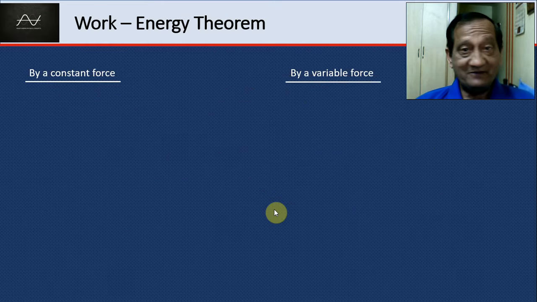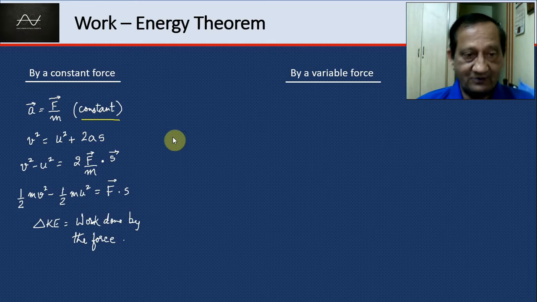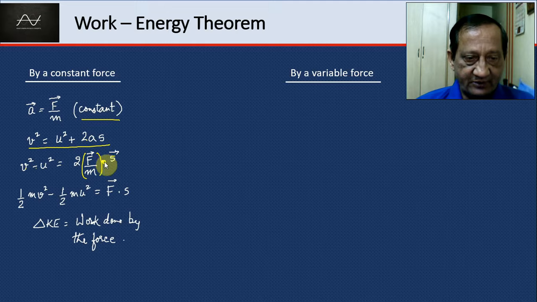Now let's develop the work-energy theorem. We just learned that if a force does work on a body, typically the kinetic energy is raised. Suppose I take a constant force, then acceleration is force by mass, that is also constant. So I can use this equation. v square minus u square is equal to 2as. a is F by m and s is a displacement. So actually it is acceleration dot displacement. Let us take m this side and let's take 2 this side.